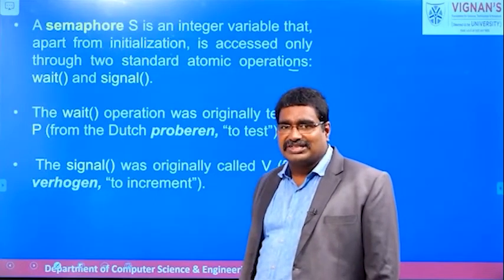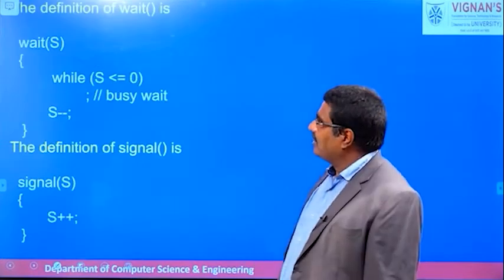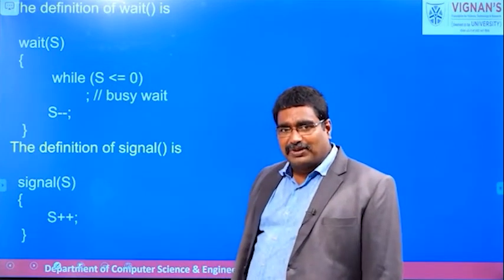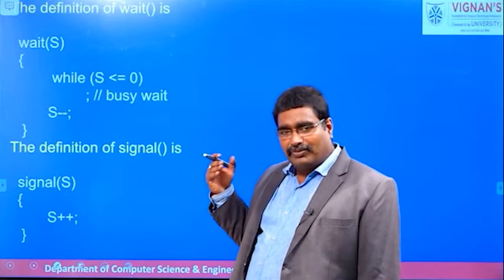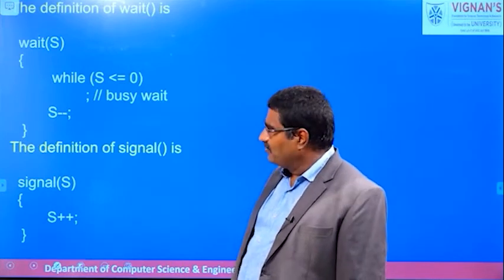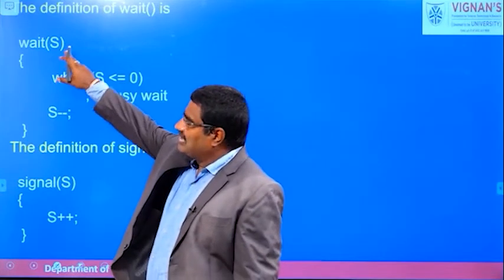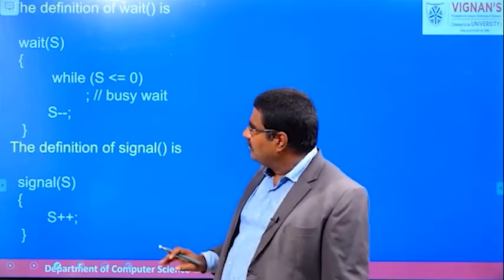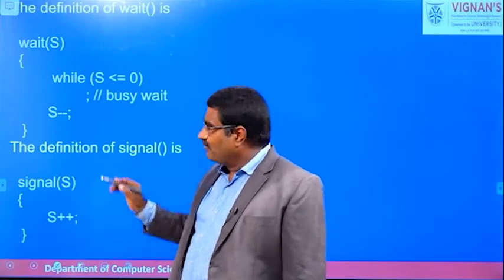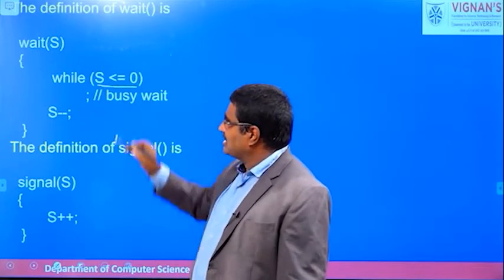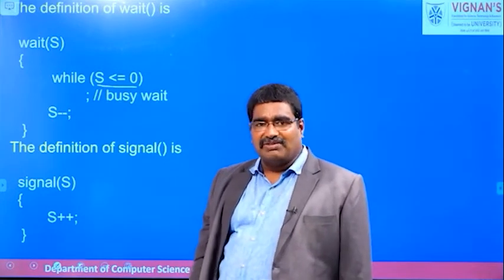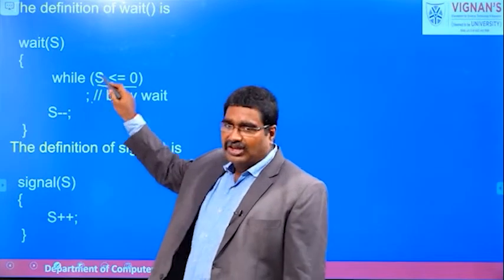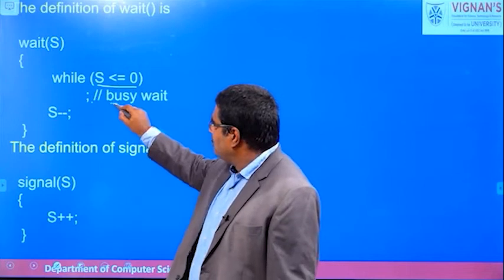Now we try to discuss the wait and signal operations. The wait is one of the predefined functions, and its main purpose is to decrease the value of the semaphore. For that reason, the wait function takes a parameter S, which is a semaphore. In this wait function, first it verifies whether the S value is less than or equal to 0. If it is, without performing any operation, it stays in the while loop. That is nothing but busy waiting.